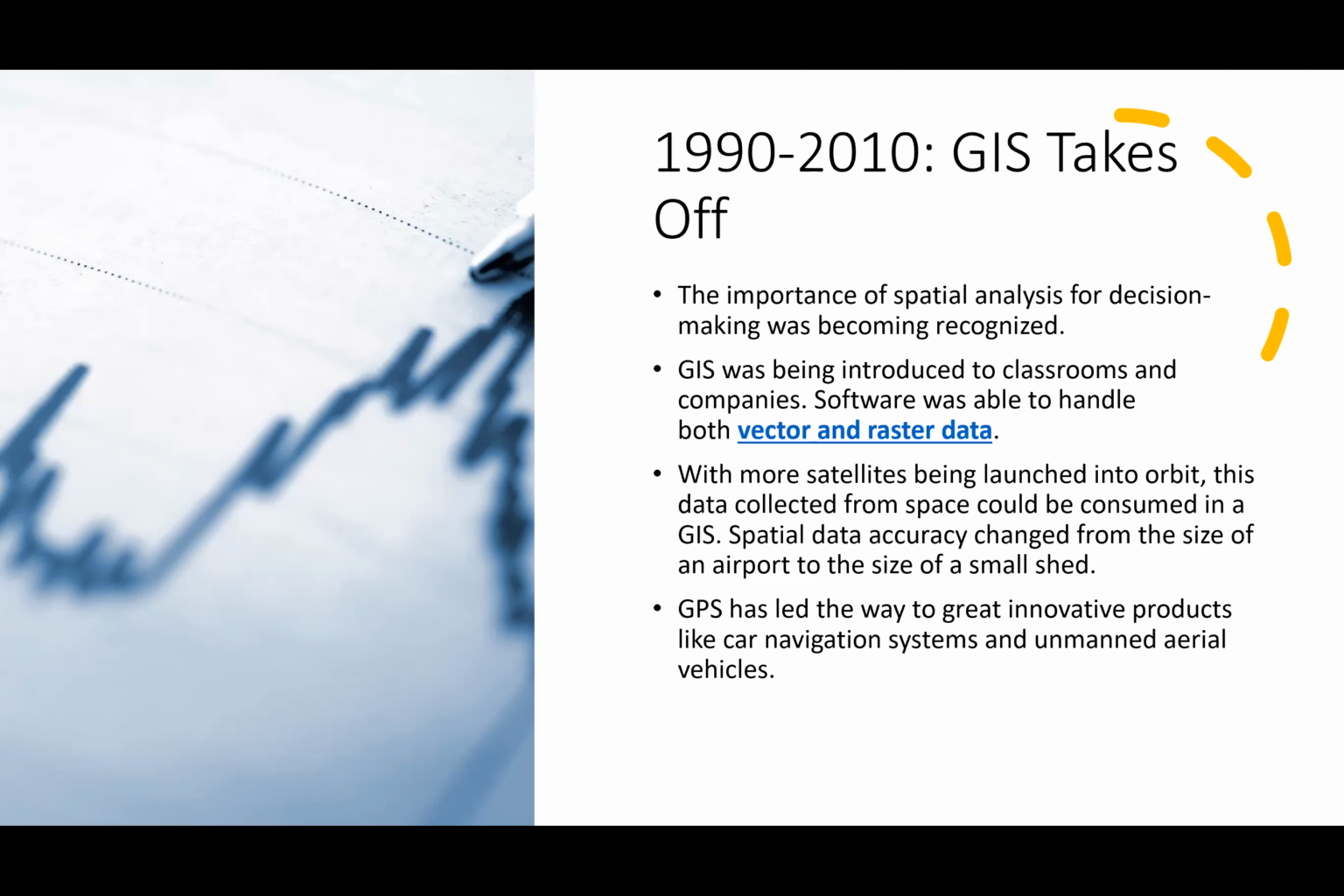That's the introduction of raster data into your GIS to validate and verify location points. GPS now has led the way to great innovative products like car navigation systems and unmanned aerial vehicles, and in your smartphones, right? So GPS is now part of our everyday life. It didn't used to be that way. And I think oftentimes people might confuse a GPS with a GIS. GPS is global positioning system. We'll talk about this more in geospatial technologies, but GPS is not a GIS, because you cannot analyze things. It is, here's where you are, and here's what's surrounding you, but you can't analyze that.